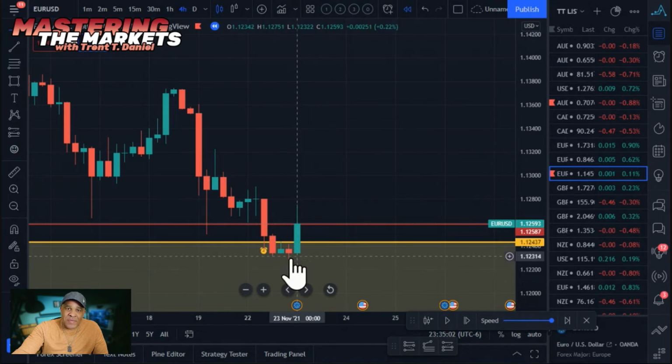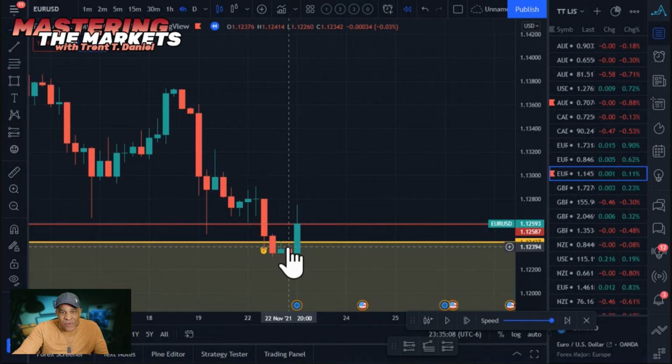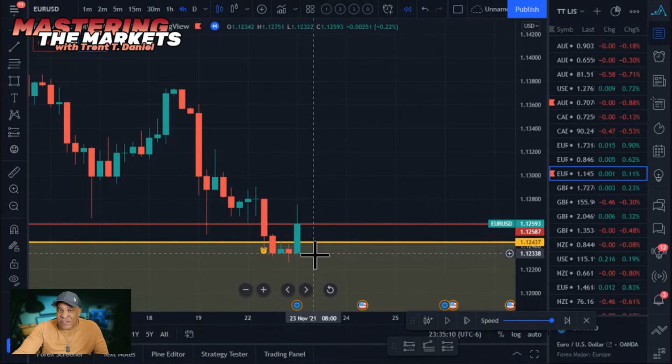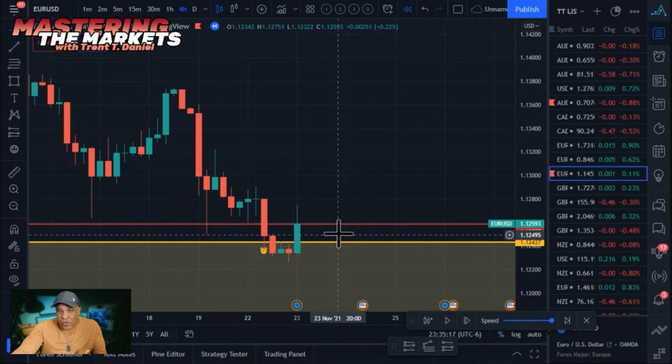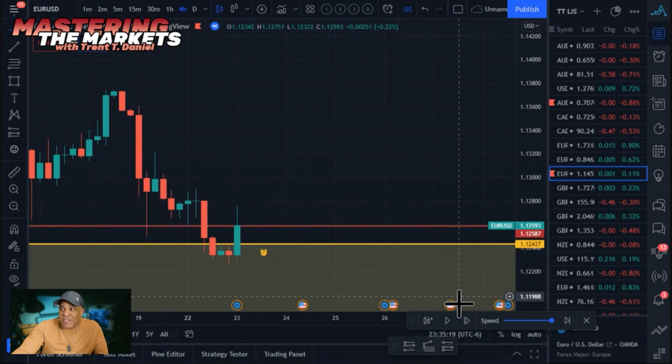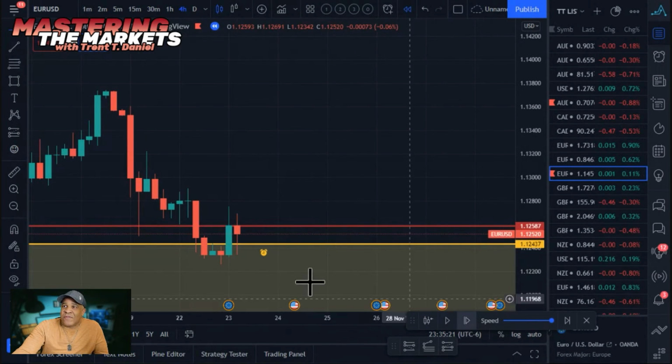Yes, I probably should have gone ahead and taken it at this red wick here, but that's not my rule. I do not take a long position on a red bar. I just don't do it, okay? Yes, I could have been in a better position had I done it, but again, rules-based strategy, okay? So let's go ahead and toggle forward.